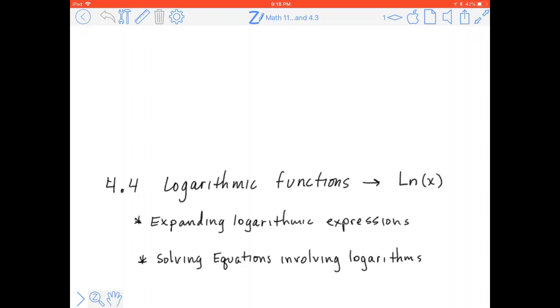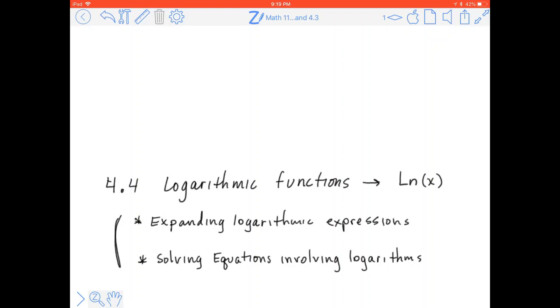Specifically, these two topics here, expanding logarithmic expressions into multiple logarithmic expressions. That's useful for the next lesson, lesson 4.5, when you're taking a derivative of a logarithm. And then solving equations that involve logarithms, that's going to be helpful to review for lesson 4.6.